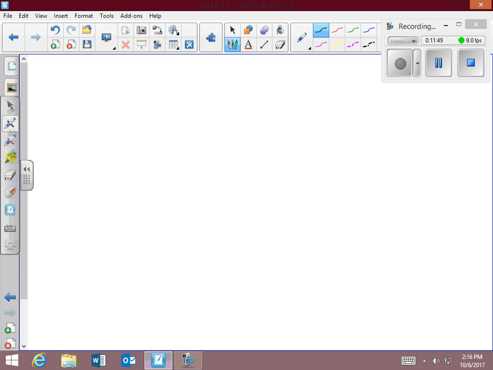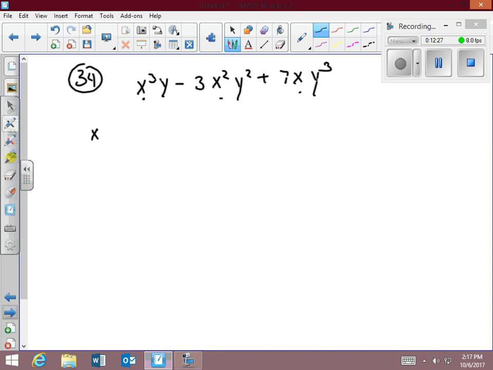Okay, 34. It's x cubed y minus 3x squared y squared plus 7xy cubed. Now notice numerical coefficients, there's nothing, right? So how about the x's? What's the largest x I can take out? There's an x cubed, x squared, x. So what can I take out? Just an x, right? And just a y.